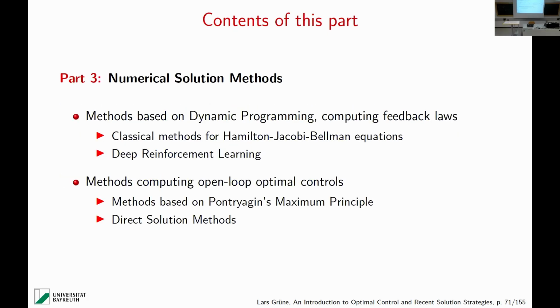I've split this part into two main sections with two subsections each. The first will be methods based on dynamic programming, which compute feedback laws. I will start with classical methods for Hamilton-Jacobi-Bellman equations. Classical really means classical numerical techniques borrowed from PDE numerics. And then I will introduce something which has become very popular in the last couple of years, deep reinforcement learning, where we use deep neural networks for the approximation of certain quantities that I will explain then.